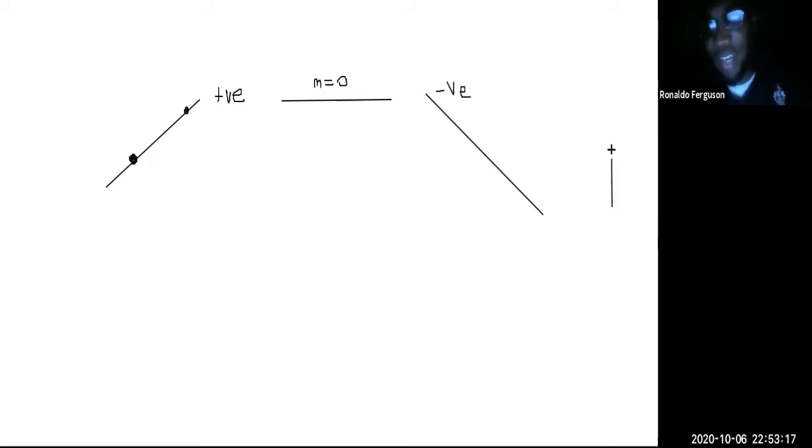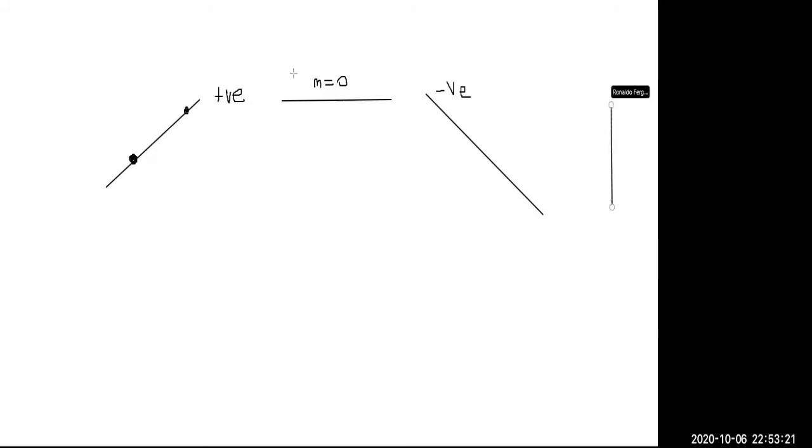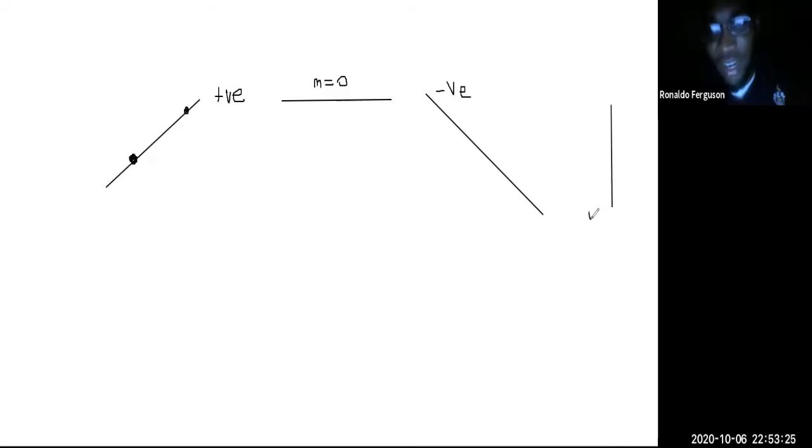Now, let me give you a brain teaser. What happens if I give you a vertical line? What happens to the gradient? The gradient is infinity, or the word that we use from CSEC is undefined. Very good. So the gradient is undefined when we get a vertical line.